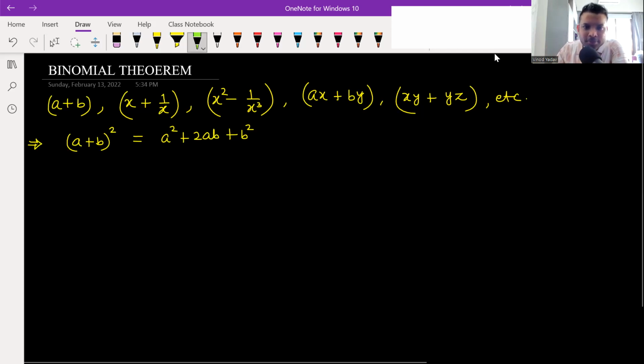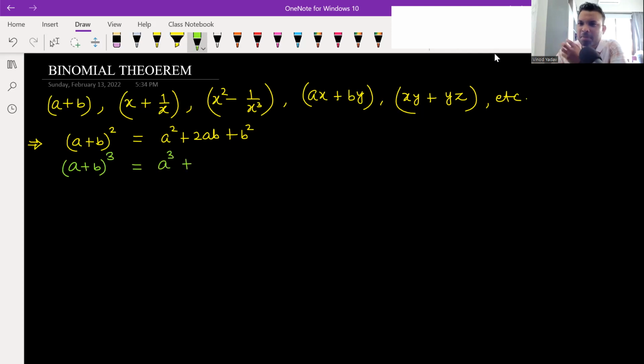Similarly, if I multiply a plus b three times, ultimately I get a plus b the whole cube. I'm sure you must have remembered it by heart till now. So a cube plus 3a square b plus 3ab square plus b cube.